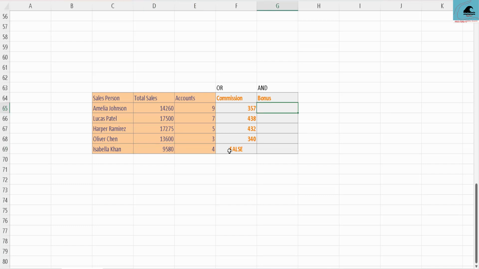For bonus, we need to create a similar formula but using AND. The salesperson should satisfy both the conditions to get a bonus.